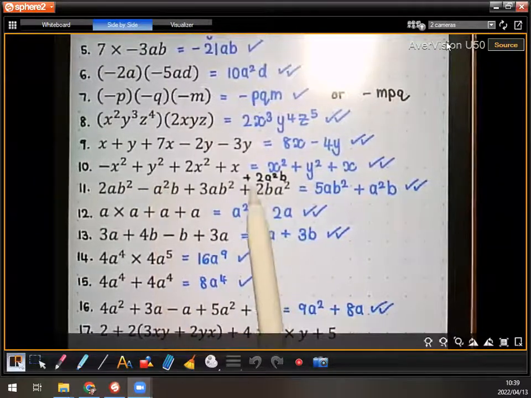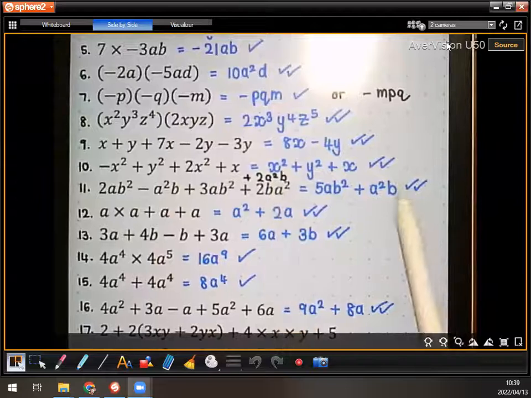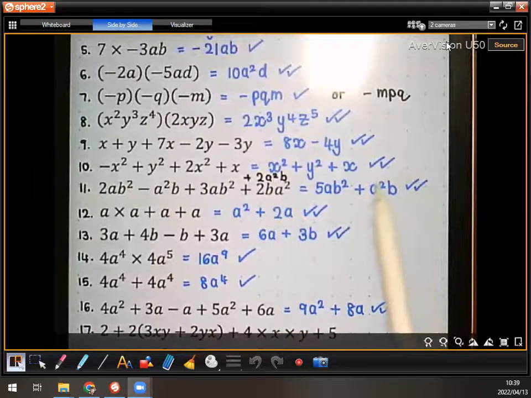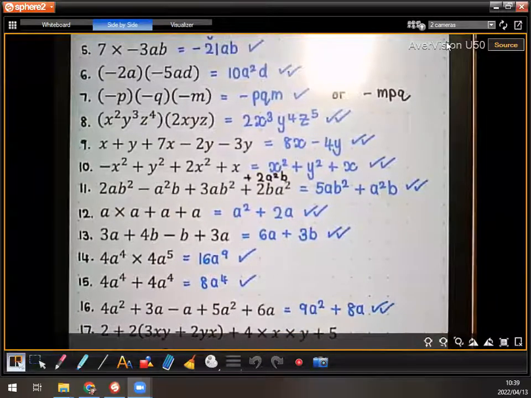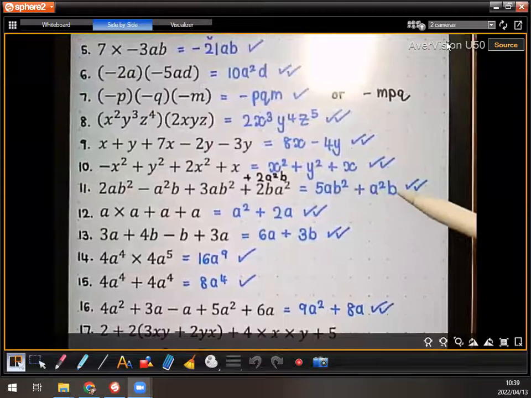Negative a squared b plus 2a squared b is 1a squared b. All right, positive 1a squared b. So again, it was 1 mark for that first term, which most of you got, and then 1 mark for the last term. For the next one here, you have to do BODMAS, right?